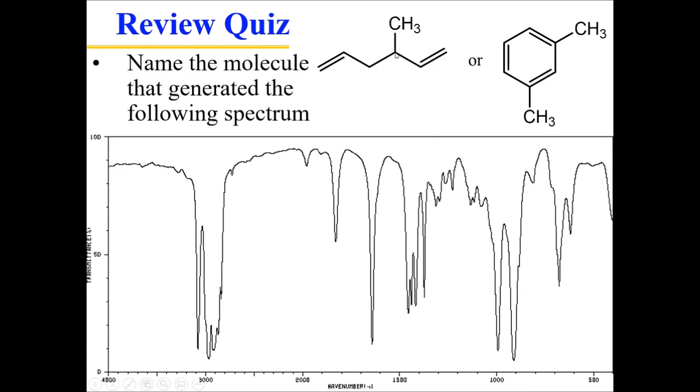So this is the spectrum for this compound here. If we had to name this one, it's hexadiene, 1,5-hexadiene with a methyl group at the 3 position. So 3-methyl-1,5-hexadiene.